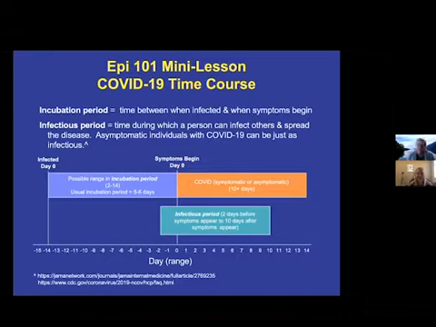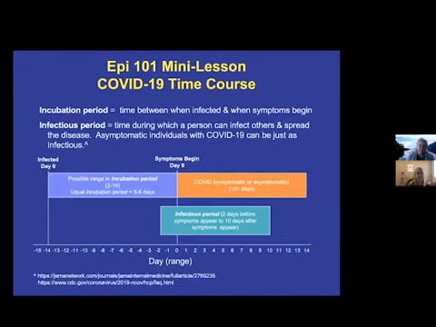Well, I thought it would be a good topic to go over the incubation period and the infectious period, and what exactly those mean and how that fits in with the time course of COVID. The incubation period is the time between when someone is infected and when symptoms actually occur. Whereas the infectious period is the time during which a person can infect others and spread the disease. And it's also important to realize that asymptomatic individuals who have COVID can be just as infectious as symptomatic individuals.